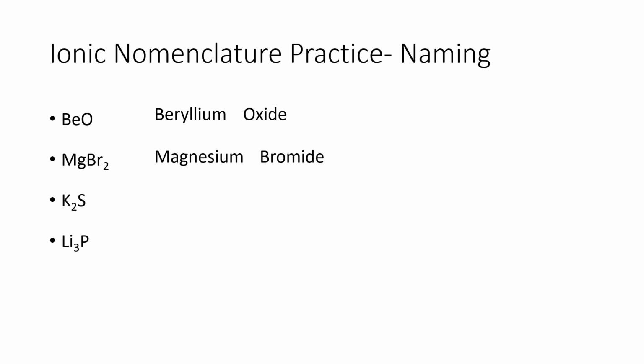Take a moment to pause the video and try the next two and come back when you're ready for your solutions. For K2S, K is potassium, S is sulfur, so it becomes sulfide. So this is potassium sulfide. For Li3P, Li is lithium, P is phosphorus, so in a compound it will be phosphide.